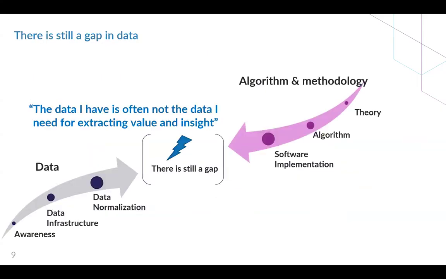However, there is still a significant gap when it comes to data. Although we have made a lot of progress in creating the awareness of data's importance, building data infrastructure like databases, and creating data normalization so that the data have shared standards, and we have also gone a long way in developing algorithms and methodology to analyze data and turn it into software, still in practice we are often confronted with the situation that the data I have is not the data I need for extracting value and insight for my analysis.